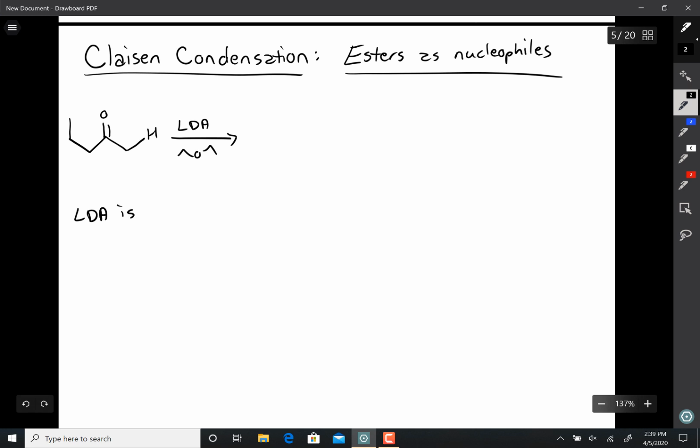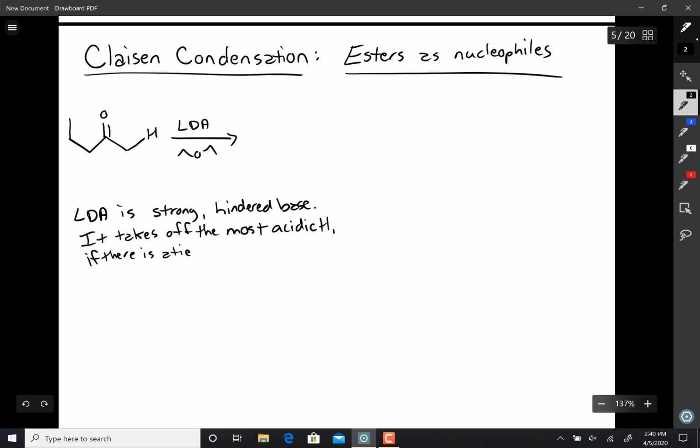LDA is a strong, hindered base. It takes off the most acidic hydrogen, and if there is a tie, it goes for the less hindered.